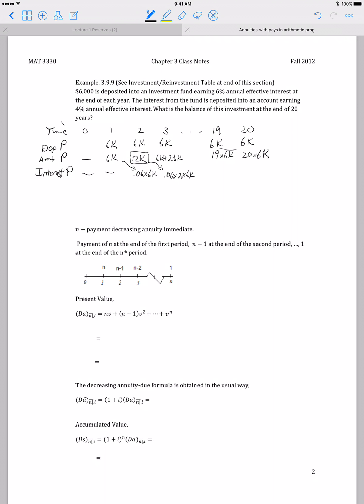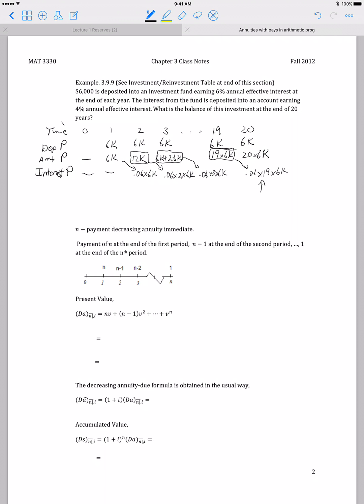And each year, I'm going to earn interest on the balance from the previous year. The last time I'm going to earn interest is going to be on this balance here. So I'm going to earn 6% on that balance. These interest withdrawals are being put into another account, into a fund that earns 4% interest. So we can view these as deposits into that fund earning 4% interest. So at time 20, I can write down the accumulated value of all of them.